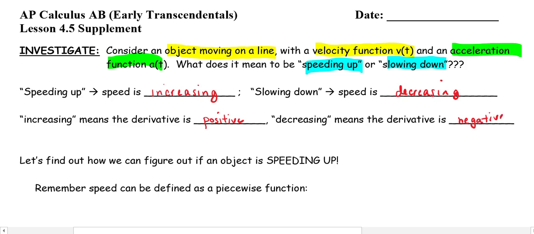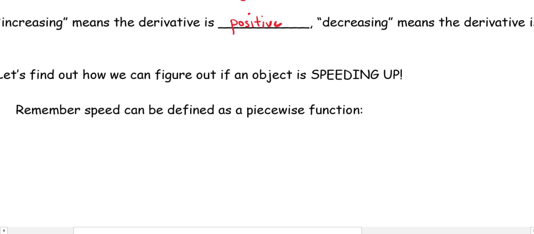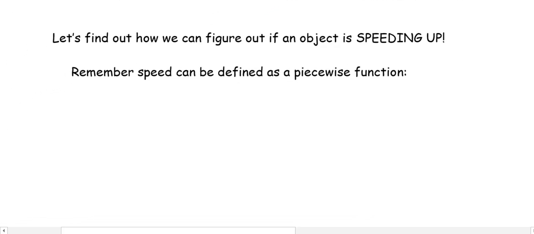So let's use this idea to help us figure out how to determine if an object is speeding up and also if it's slowing down. I'm going to show you how we can figure out the speeding up part. I can leave the slowing down part as an exercise for you because it's kind of the same thing. Remember how we defined speed earlier? Speed is the absolute value of velocity. Velocity gives a numerical value with a direction. For speed, we don't care about the direction.